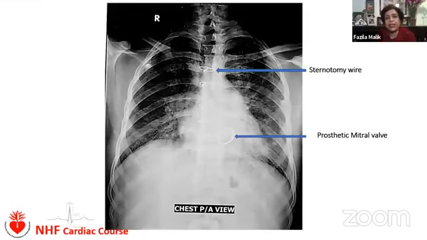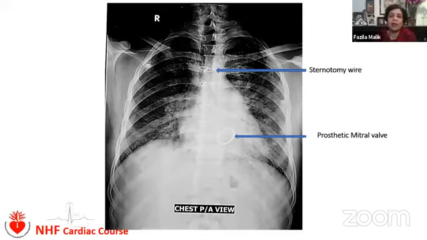This is a very interesting X-ray that we just picked up 2 days ago during our rounds. And as you can see, this gentleman was on IV furosemide. He had come with pulmonary edema. He had had his surgery done 6 years ago. And you can see the prosthetic mitral valve. I've already marked it just so that you can see it more clearly. And you can see the sternotomy wires.